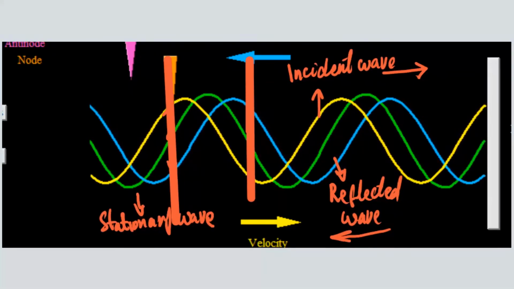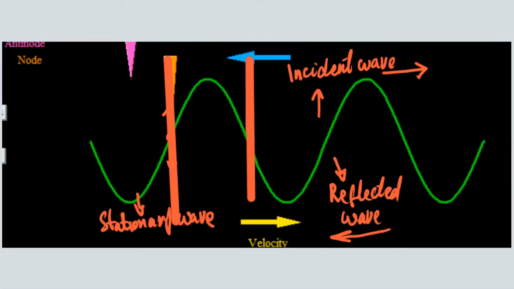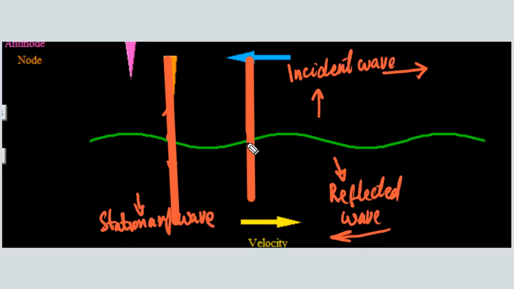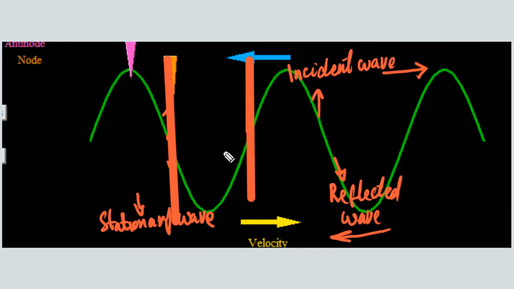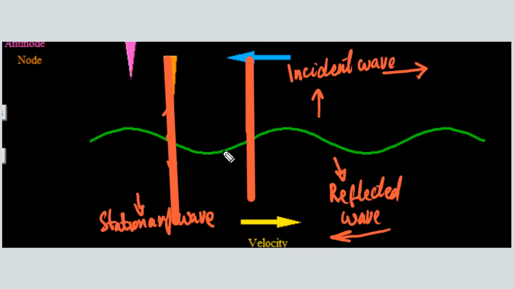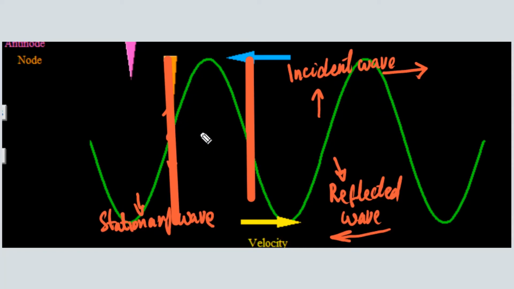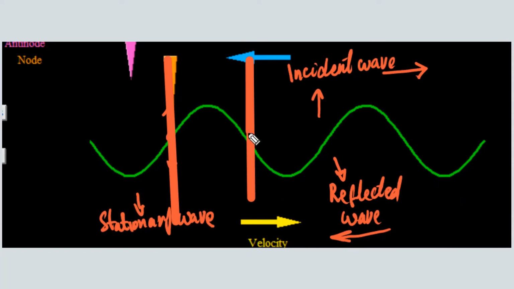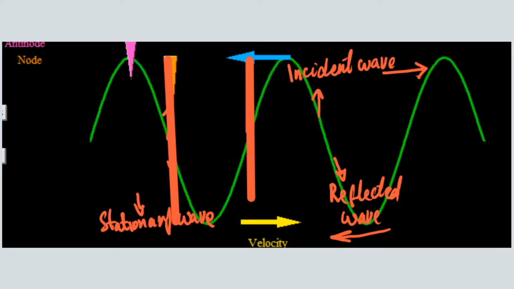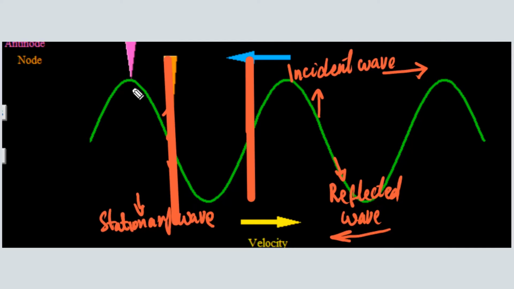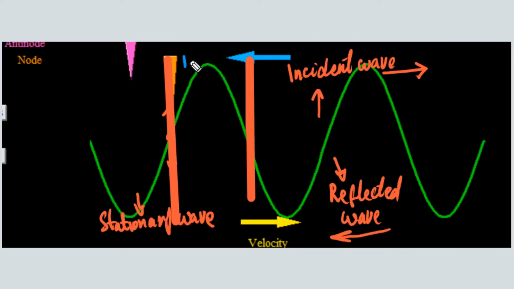Now you have to look at the stationary wave only, so I will hide the incident and reflected waves. If you look at the stationary wave, you can see between any two nodes, all the particles at the same time go down, and at the same time reach the peak, and they continue moving in this cycle. So the particles between two consecutive nodes are in phase. Very important point: in phase.